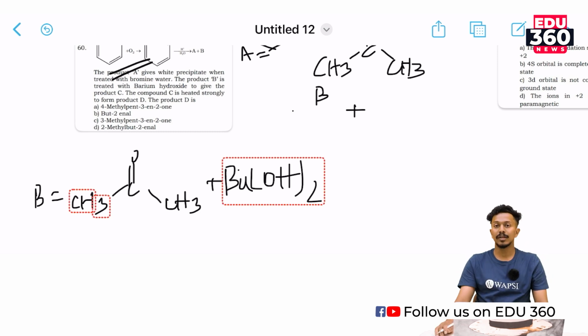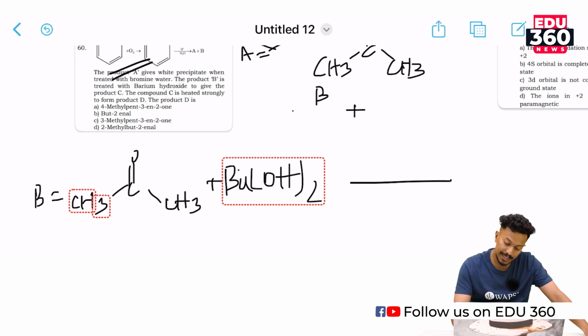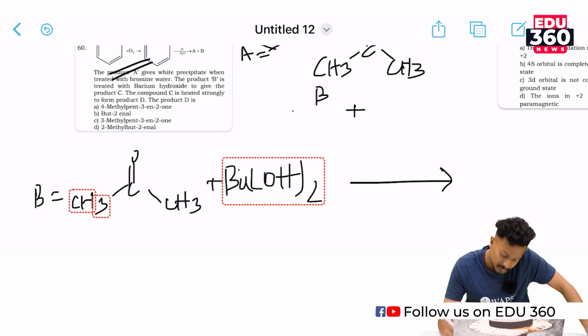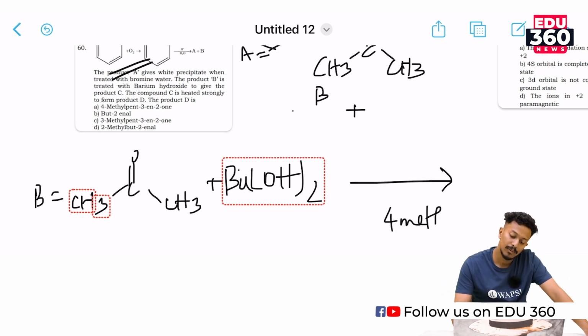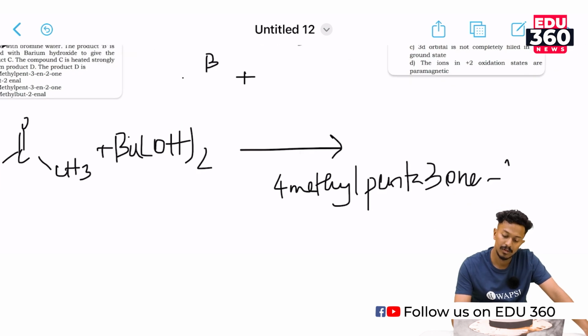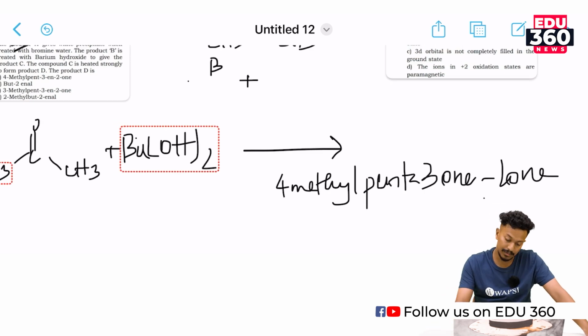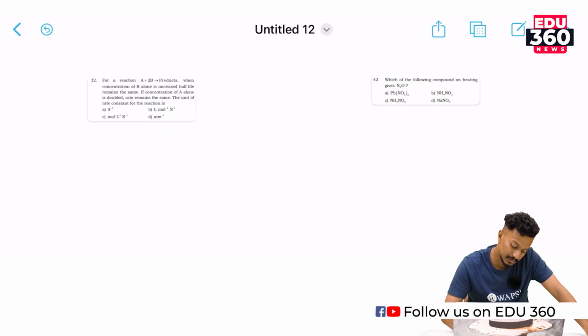Yes, this is actually a classic example of an aldol condensation reaction, which, followed by heating, gives 4-methyl pent-3-en-2-one. This is actually right. Yes, 4-methyl pent-3-en-2-one. Aldol condensation reaction. Okay, we'll move on to our next question.